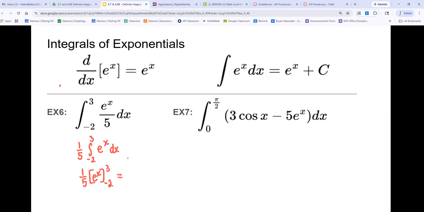So my answer for this one is going to look like this. 1/5, and then make sure you've got a bracket or parentheses here. E to the 3rd minus e to the negative 2. Like that. And that feels like you need to do something else with it, but e to the 3rd is a number. That is a number. If it was calculator active, you can type it in.